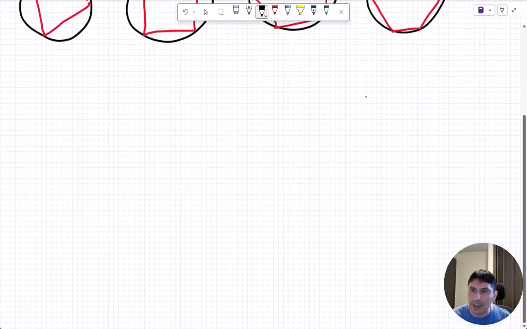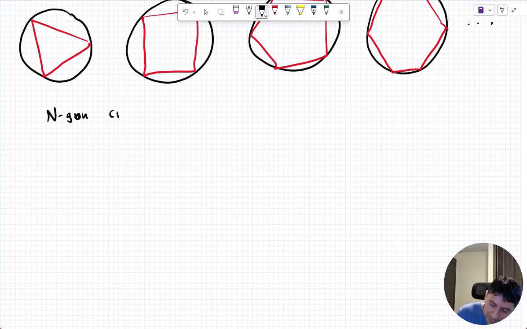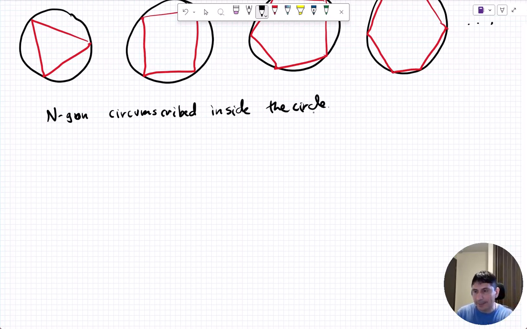That is, let's calculate the perimeter of the nth regular polygon, the n-gon, circumscribed inside the circle, right? And what I'm going to do is do a calculation.